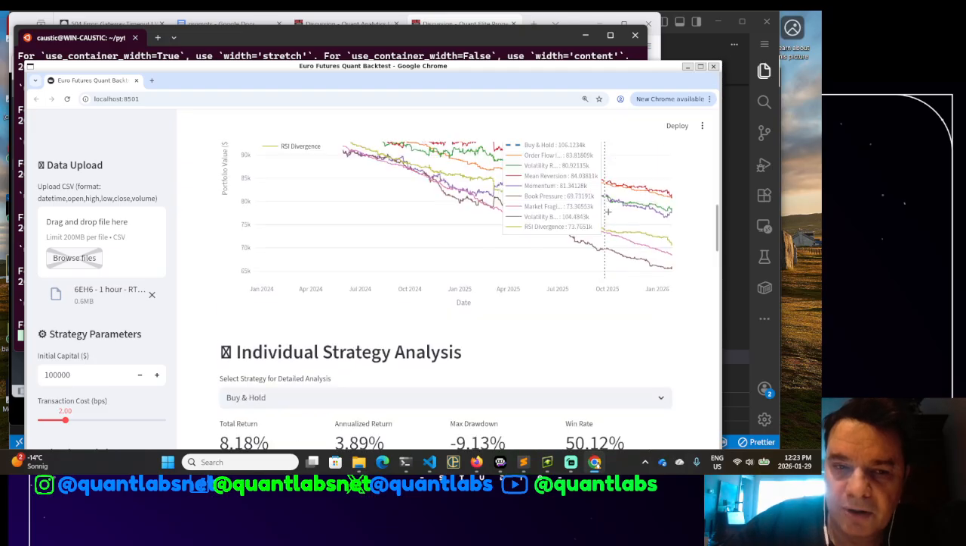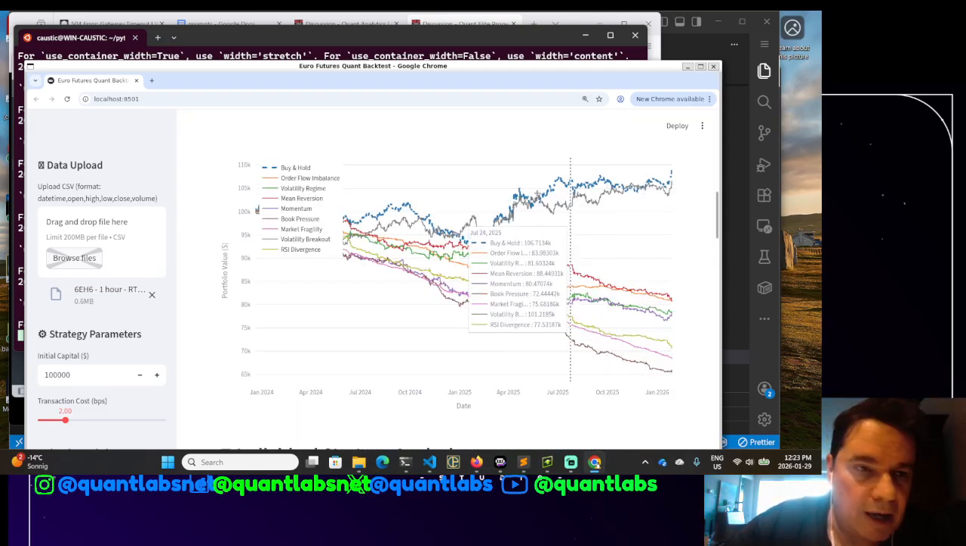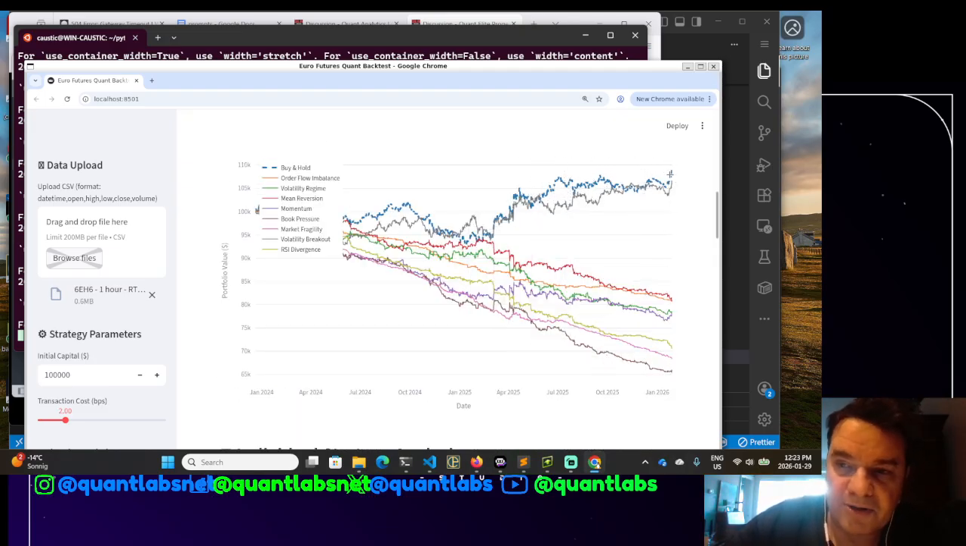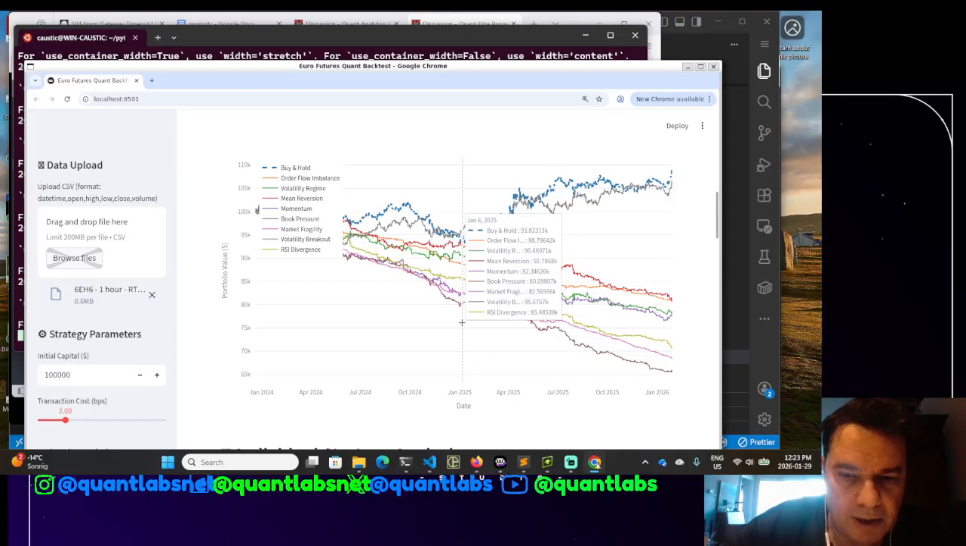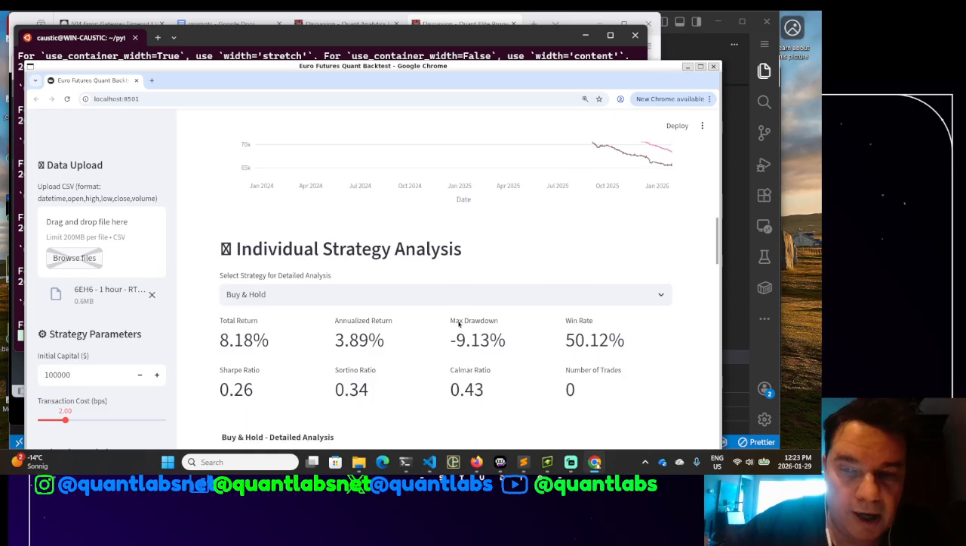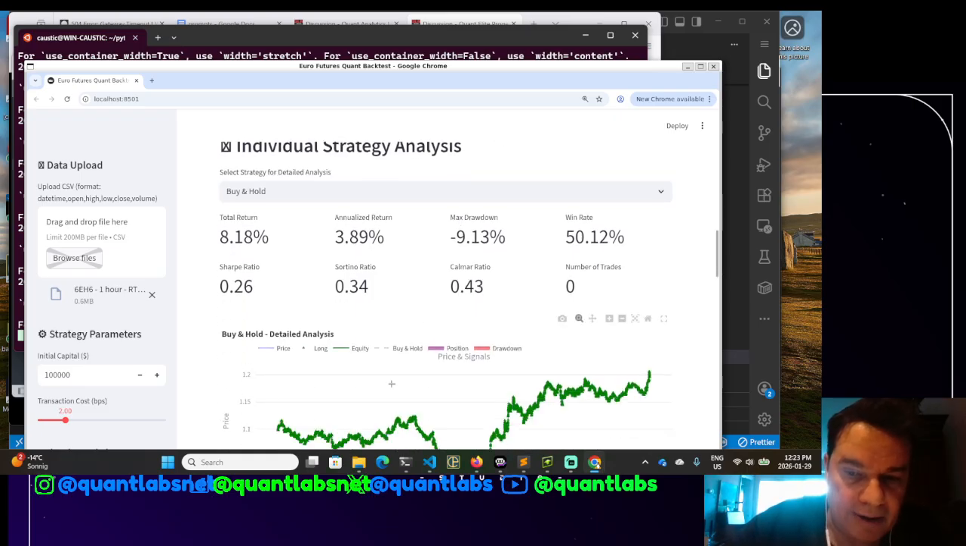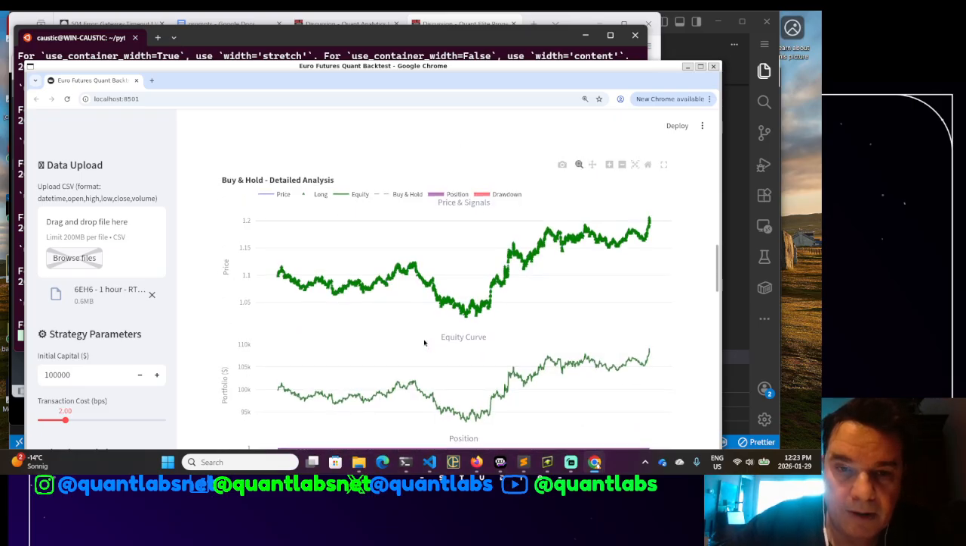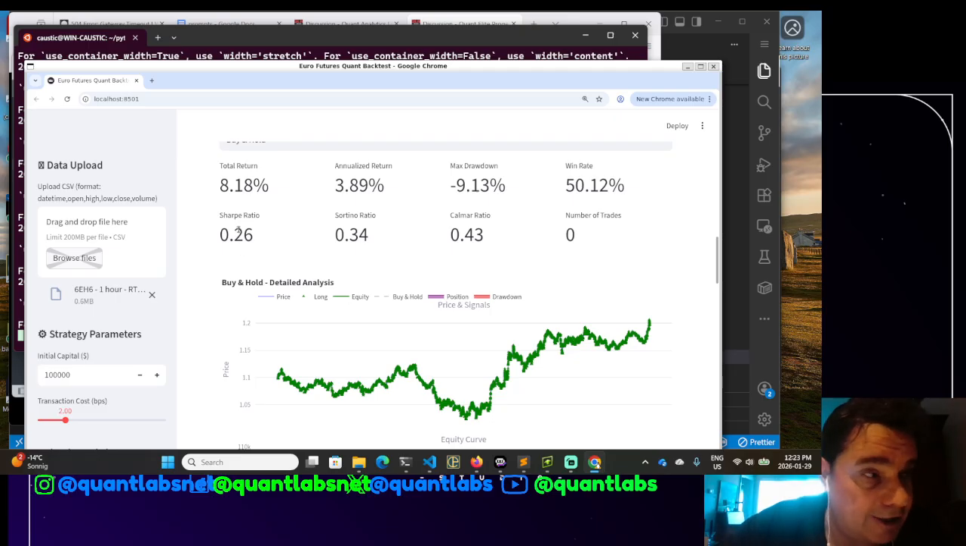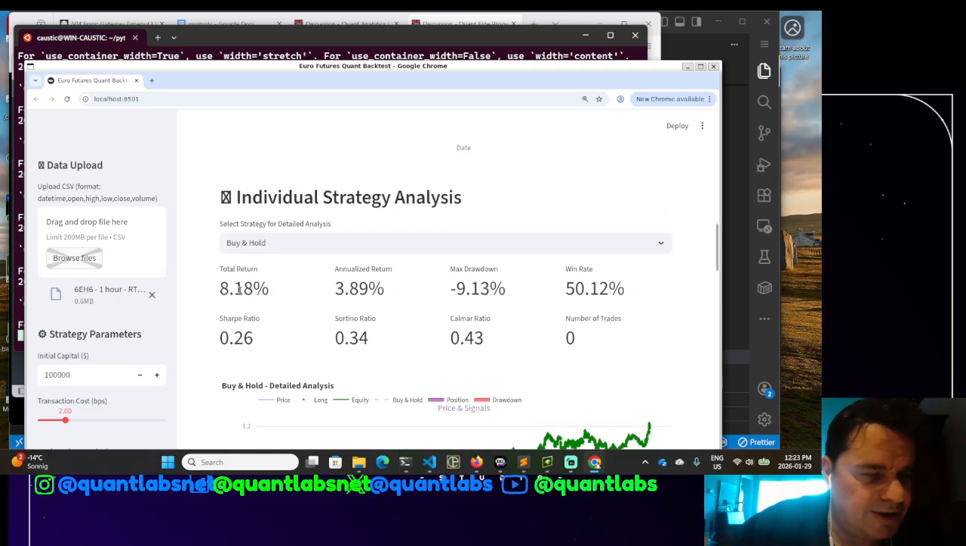Okay, so here, as I said, we've got now the euro starting to outperform the dollar. Okay, so here's the performance on the buy and hold itself. Going all the way back to that July 2024. Total return annualized return at 3.9%. Max drawdown is well within our 15% max drawdown, and a pretty good win ratio at 50%.